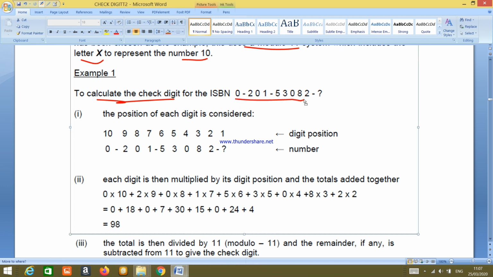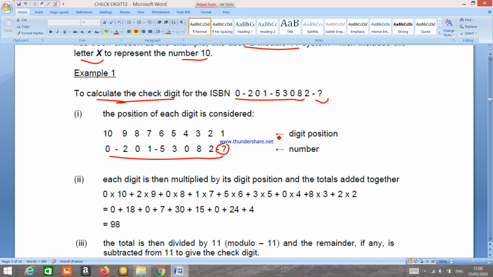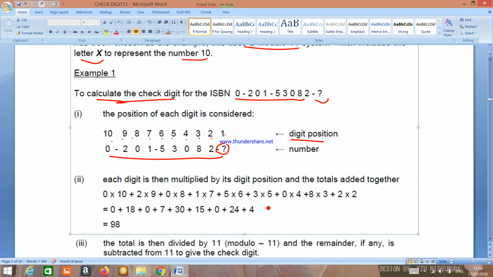Now this is our ISBN number. The check digit we don't know, that's why we put a question mark. So what we do, we write the ISBN number, and if we don't know the check digit, we put a question mark. Now we write each digit position, for example here position 1, 2, 3, 4, 5, 6, 7, 8, 9, and 10. So these are the positions of the digits.